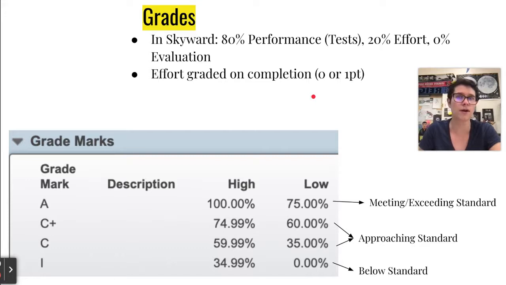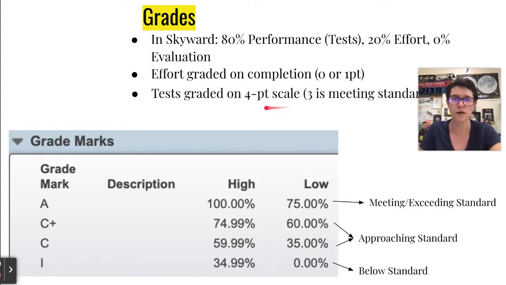Effort assignments are graded on completion more so than right answers. I want to make sure that students are thinking. So even if their answers are wrong, if they showed me that they were thinking and engaging with the material, they'd get a 1. A 0 would be if they didn't finish it or they didn't turn it in at all. I mentioned already the 4-point scale. That's what you'll see tests graded on.